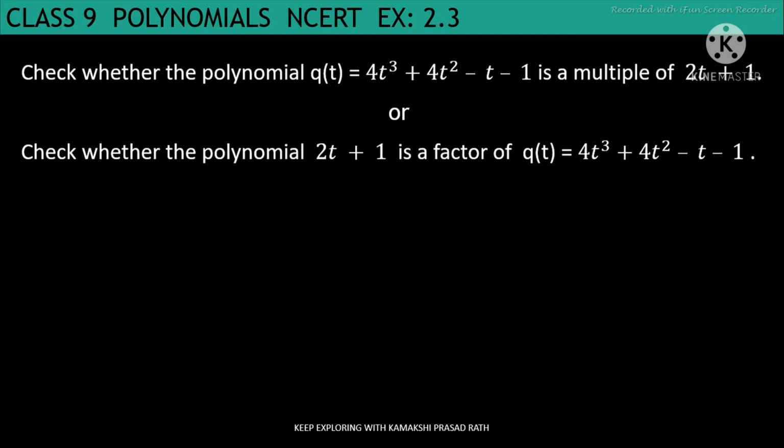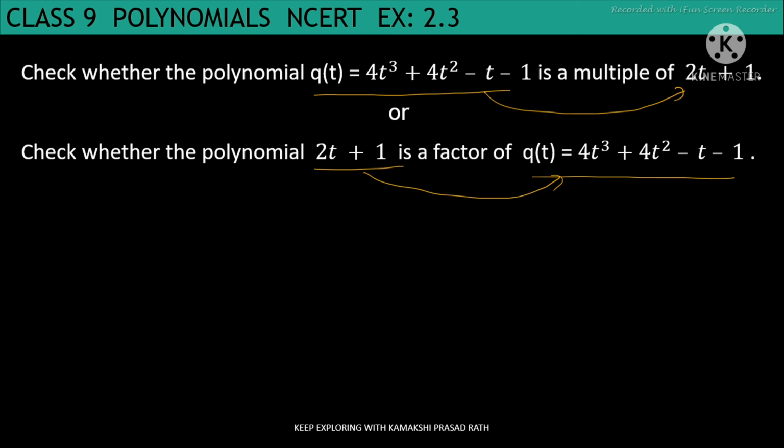Let's see one more question here. In this question it says, check whether the polynomial q of t, 4t cube plus 4t squared minus t minus 1, is a multiple of 2t plus 1, or check whether the polynomial 2t plus 1 is a factor of q. Here both the questions are of the same concept: in this one, this polynomial is a multiple of this, and in this one, this polynomial is a factor of this polynomial.